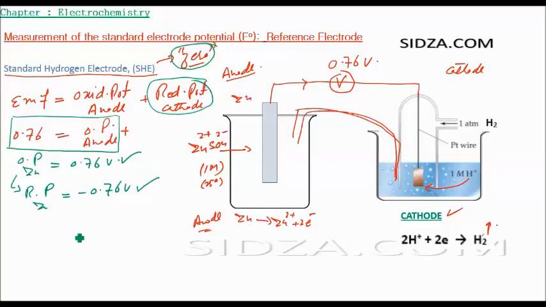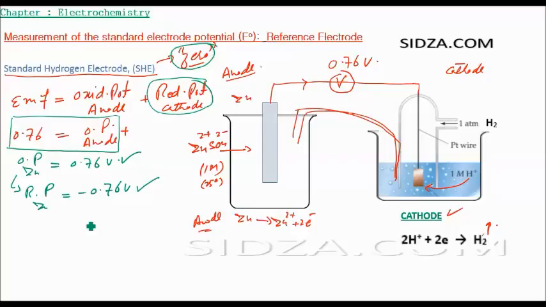So zinc loses electrons once you connect it with the reference electrode. That's why it acts as an anode. That means zinc has a relatively higher tendency to lose electrons than hydrogen. Hydrogen has a higher tendency to gain electrons in comparison to zinc. That's why zinc will lose electrons and hydrogen will gain, so zinc acts as an anode and hydrogen acts as a cathode.